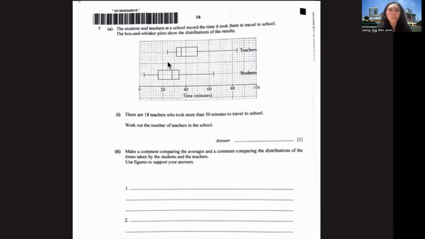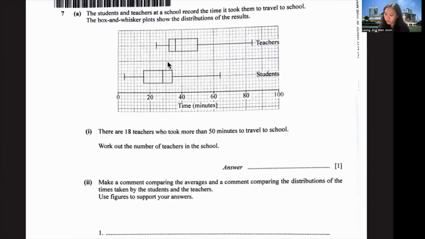Okay, let's look at question 7. The students and teachers at the school record the time it took for them to travel to school. The box and whisker plot shows the distribution of the results. So you have teachers on top and students at the bottom. This is your very typical box plot.